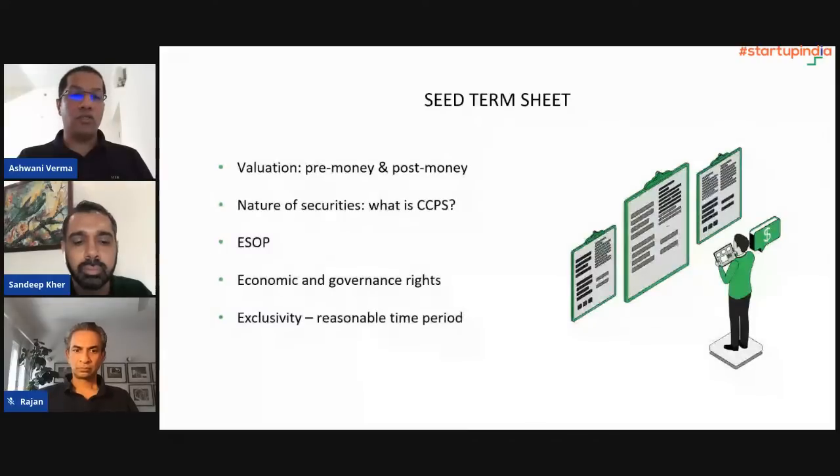Now, most of the founders, or rather, I would say all the founders, would be holding equity shares which they would have subscribed to at the time of incorporation of their respective companies. But the investors always prefer to subscribe to preference shares. And why we call these securities preference shares is because they have preference in terms of payment of dividend or repayment if at all the company is liquidated at a future stage.